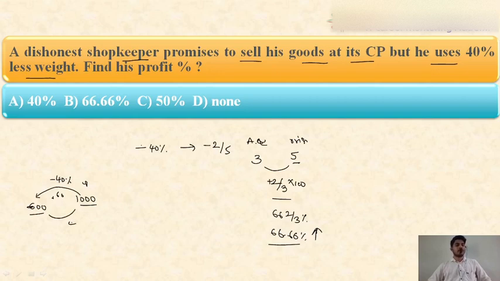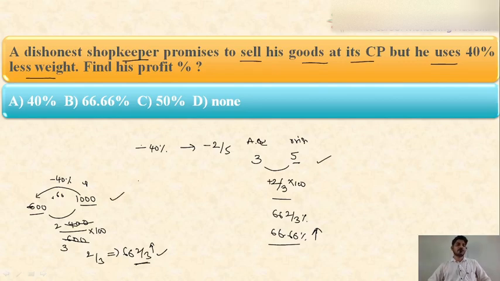So in this he is getting a loss of 400 grams out of 600 into 100. So two zeros and two zeros get cancelled. Two twos and two threes get cancelled. 2 by 3 is nothing but 66 2 by 3 percentage of profit to the customer. Whether you go with the ratio approach or the general approach, you will get the same answer. All you need to do is practice more number of questions. I hope you are clear with this explanation.